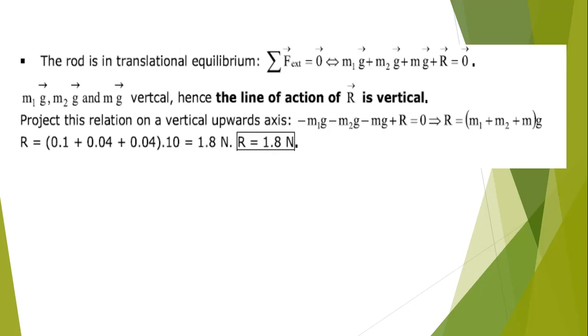the y prime y axis. So minus W1 minus W2 minus W of the rod, so the weight of the rod, plus R is equal to 0. So by calculation we find that R equals M1 plus M2 plus M times G, and if we replace M1, M2, M and G by their values, we finally obtain R equal to 1.8 Newton.